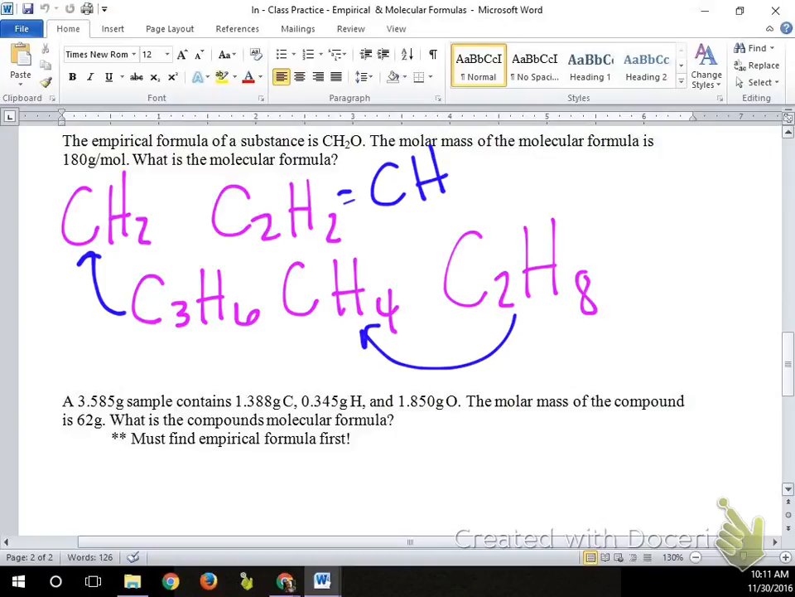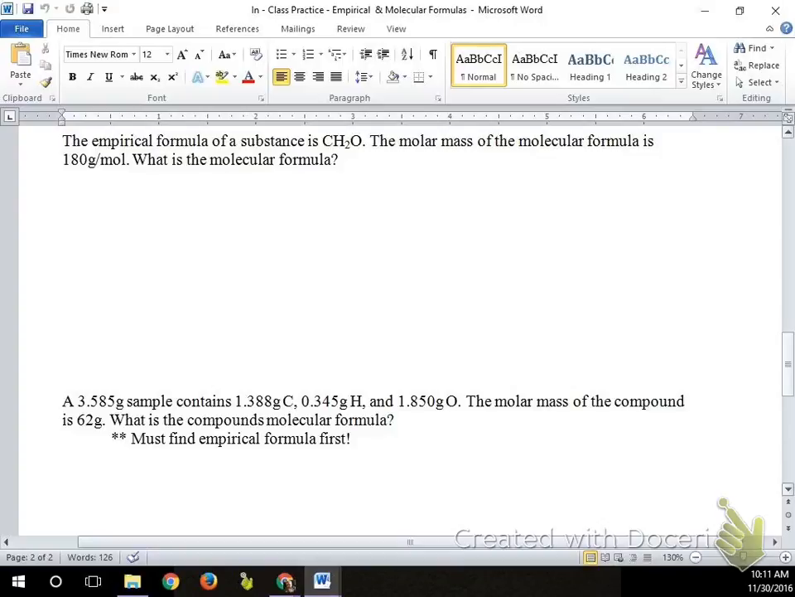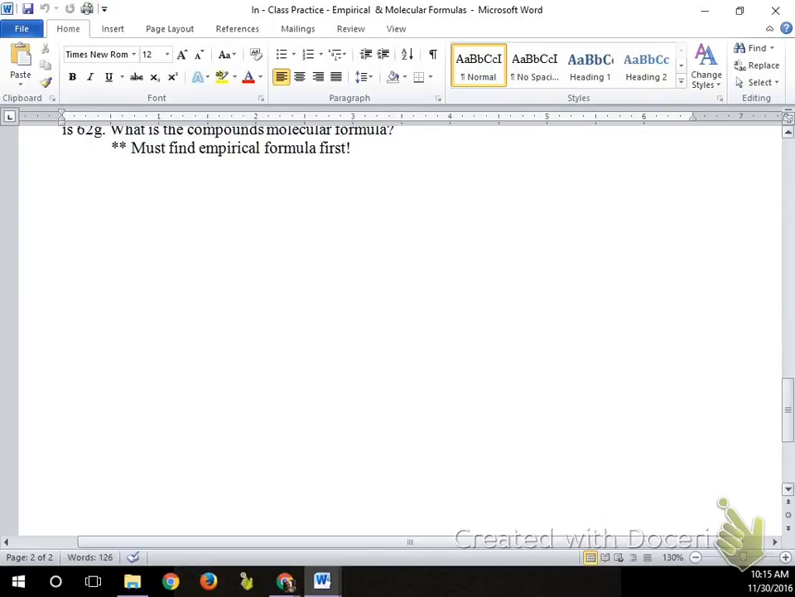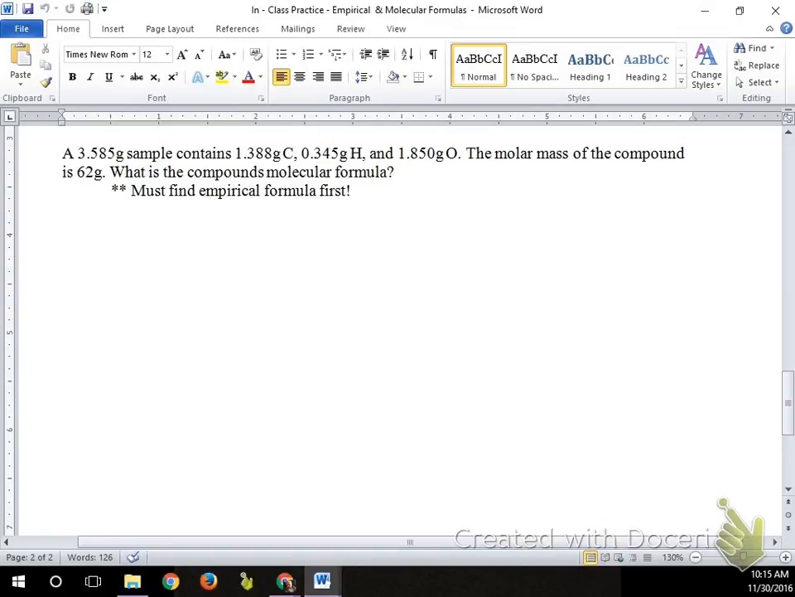Questions? All right, let's try the last one here on your sheet. Now you have to find the empirical formula first, and then take it a step farther and look at the molecular formula. So this one combines both skills into one. You can try it on your own. I'm going to work it up on the board if you get stuck.